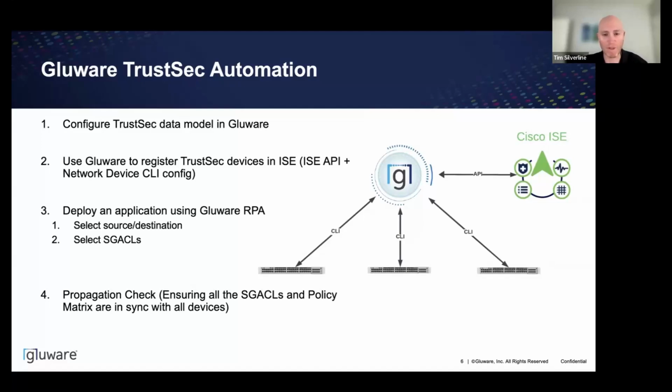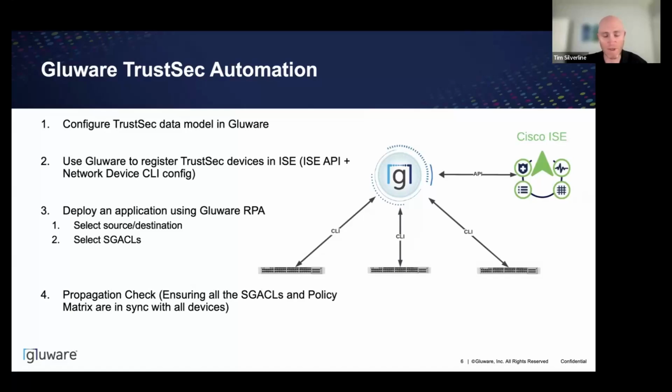After that happens, we can immediately see that the devices have been onboarded, and we can do some show commands to identify that everything is working properly, before we move ahead with the demo and show how we can deploy an application using Gluware RPA. So when we do that, we're going to select the source and destination tags that we want to create a policy for, as well as select the security group ACL that's going to control traffic between those different security group tags. And finally, what we'll show is a propagation check.